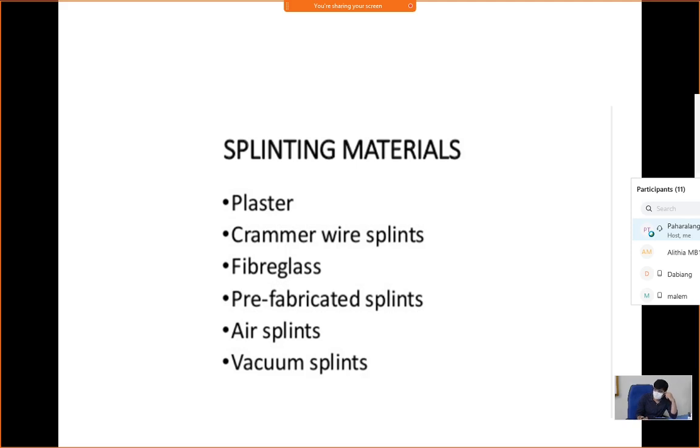Material of splint. Splint material can be plaster of Paris, which we all know is the most commonly used material nowadays. Cramer wire splints are there; previously we used to use these, and steel we use in POPs. These are readily available and easy to use. Fiberglass, instead of plaster of Paris, is stronger and lightweight. Prefabricated splints are there, like air splint and other splints. I will discuss all this in the coming slides.